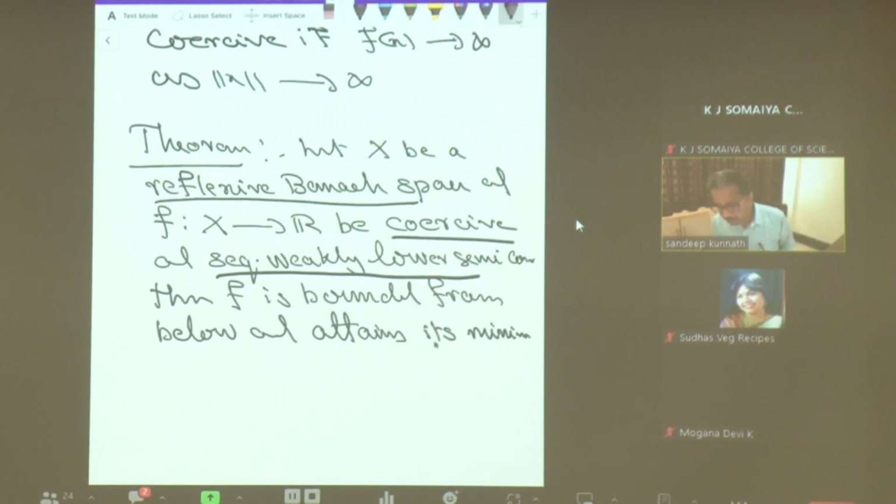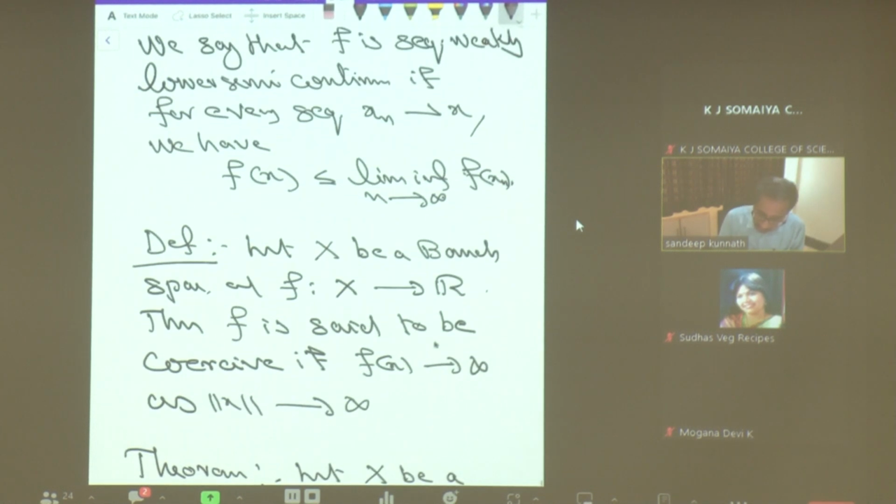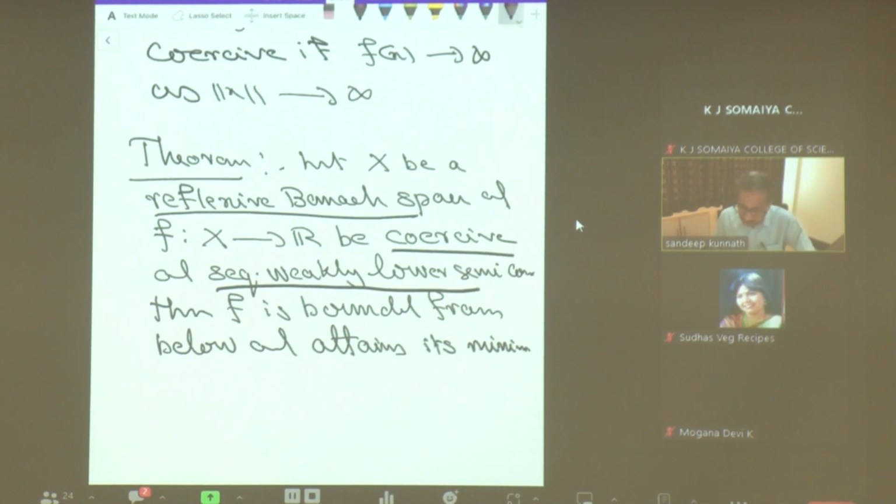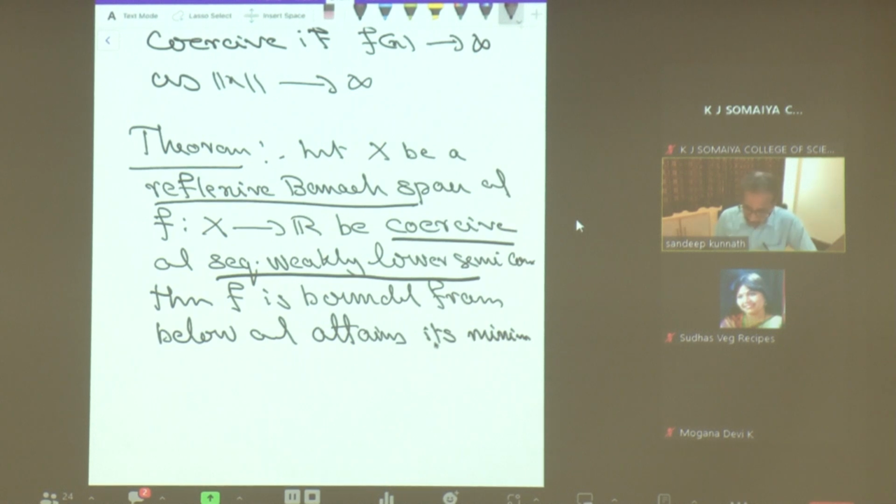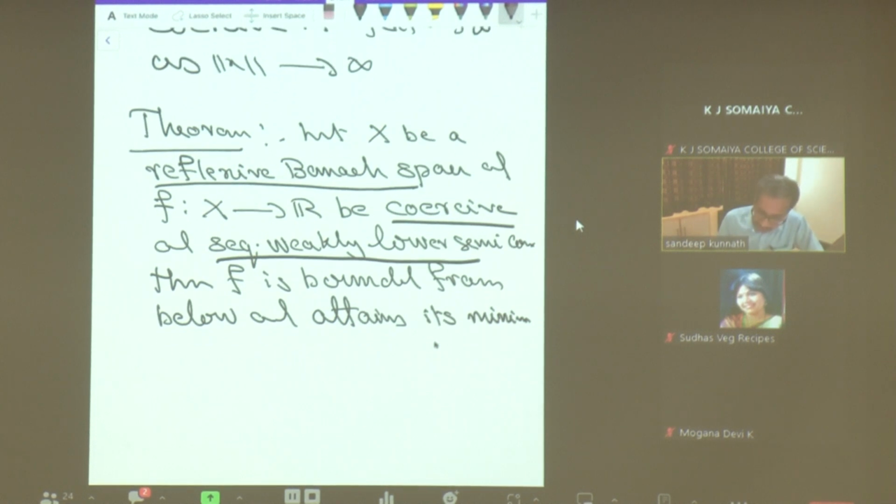So the Banach space we are considering should be reflexive, and the function we are dealing with should be coercive. That means at infinity it should go to infinity, and it should be sequentially weakly lower semi-continuous. That means if xn converges to x weakly, it should satisfy this inequality. Then f is going to be bounded from below and it is going to attain its minimum. This is the abstract theory. So I will just prove it. It is not very complicated to prove.